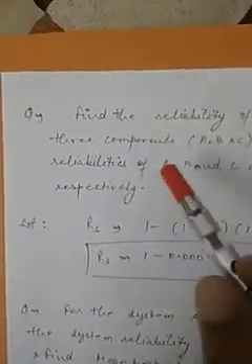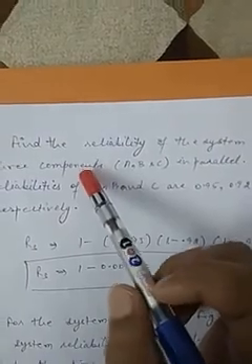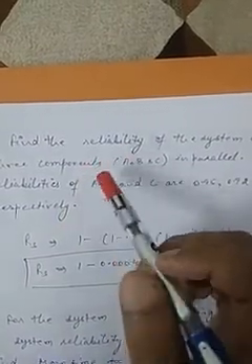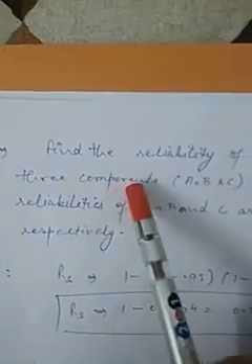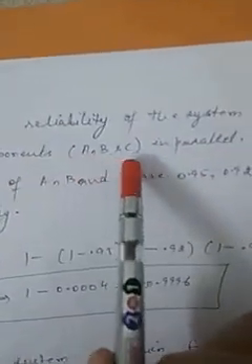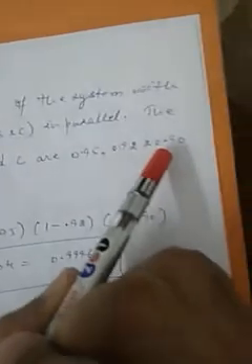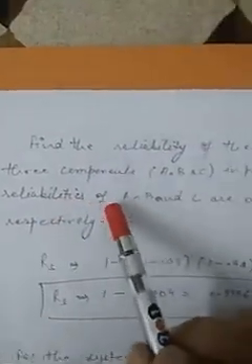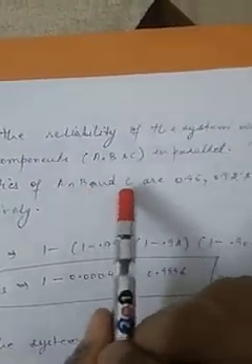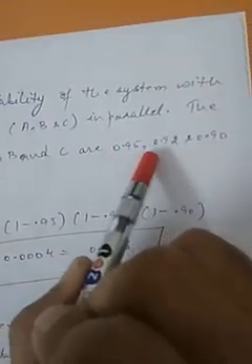Good morning, students. Today we are going to discuss a numerical problem on reliability when components are connected in parallel. Here is one question: find the reliability of the system with three components A, B and C in parallel. The reliabilities of A, B and C are 0.95, 0.92 and 0.9 respectively.